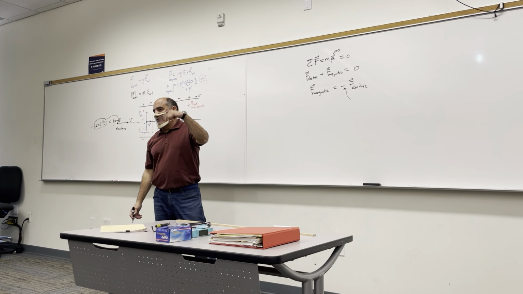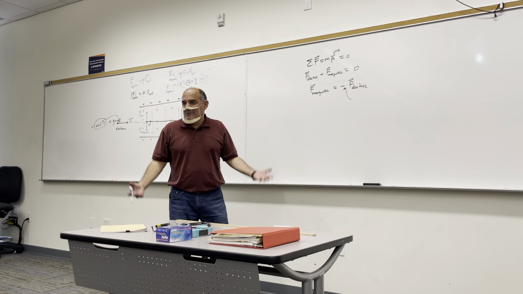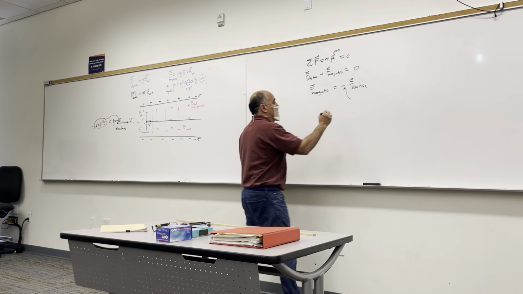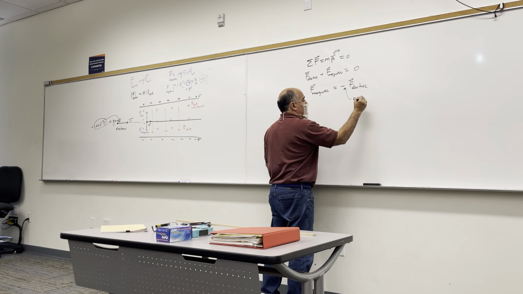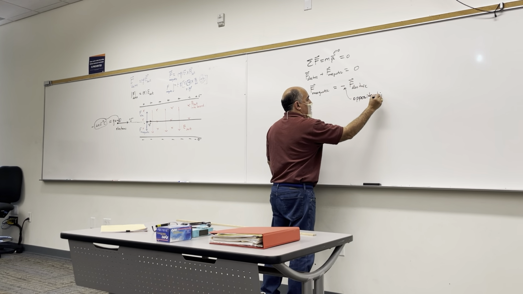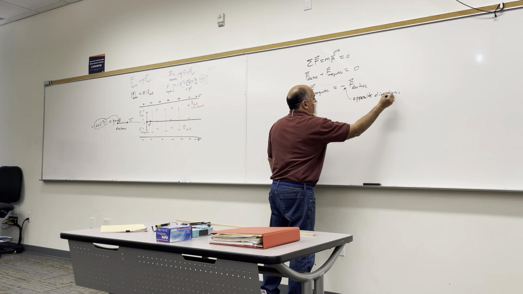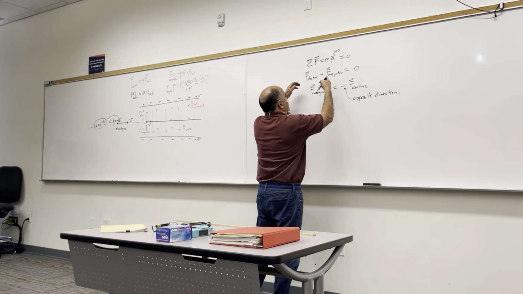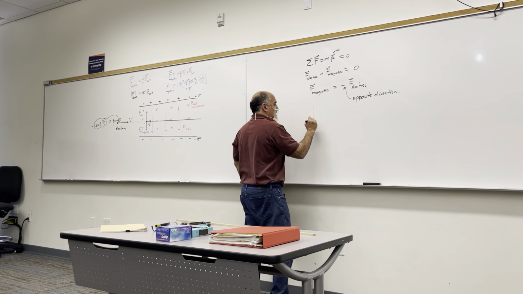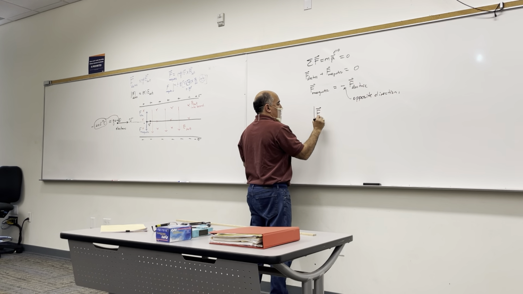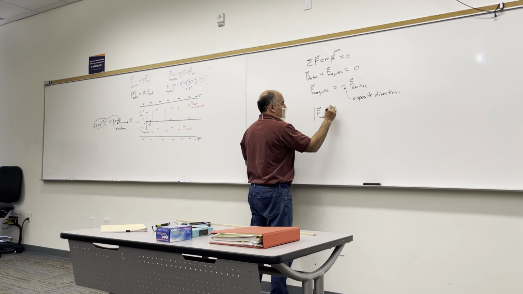If one of them is up, the other force has to be down so that they add up to 0, as long as their magnitudes are the same. So the minus sign means opposite directions. But I still need for the forces to add up to 0 for their magnitudes to be the same.